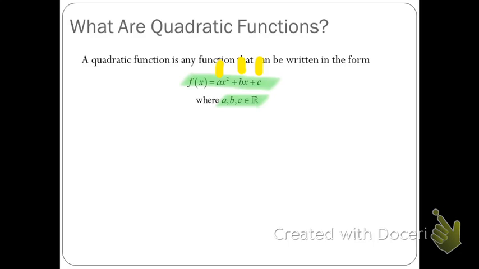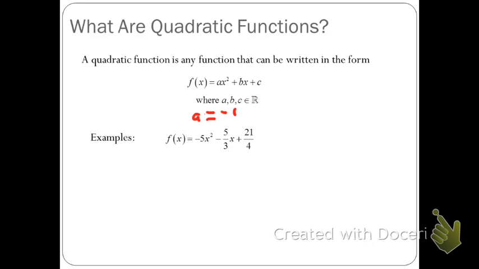And so here are a couple of examples, three of them actually, of a quadratic function. Here you see an equation written in the form ax squared plus bx plus c, where a is the coefficient for your quadratic term, and that would be -5. B is the coefficient for the linear term, which is -5/3. And c is the constant term at the end, which is 21/4. So that's the form we're looking for.